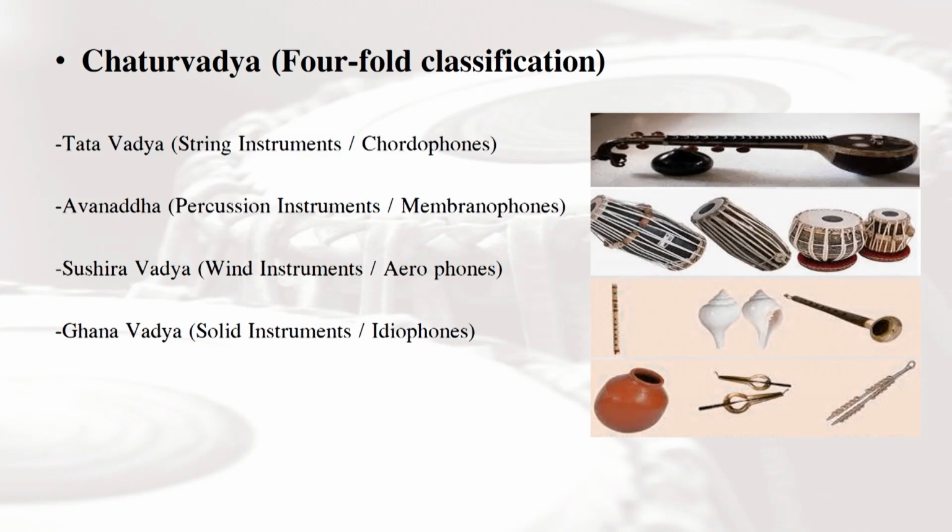First, we have Tatavadya, string instruments, also known as chordophones. Instruments where sound is produced by vibrating strings stretched over a resonating body. The sound can be modified by plucking, bowing or striking the strings. There are subcategories in this category, which are plucked and bowed instruments. Plucked instruments, also known as Tatavadya.